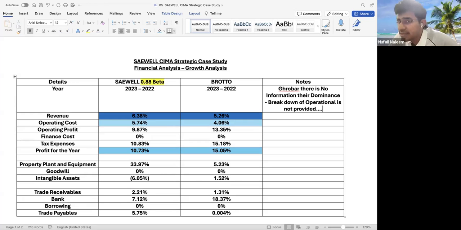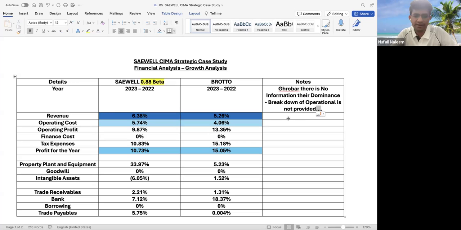So can I get a Y in the chat box again, students, if you are clear with that? Because we have to make our own assumptions in this case. So I believe everyone is very, very clear. So what I will do is, students, I will just write down here so that it will be very, very easier for you all to understand.